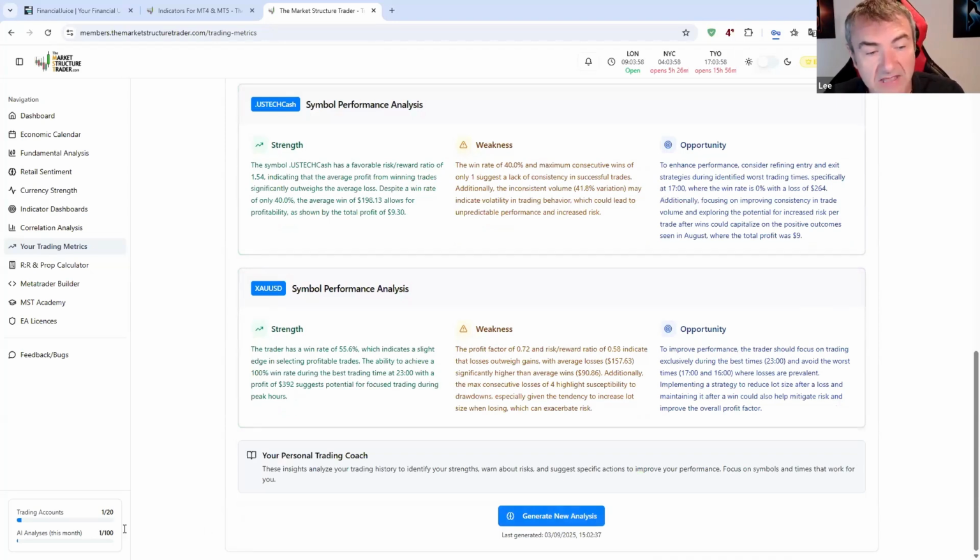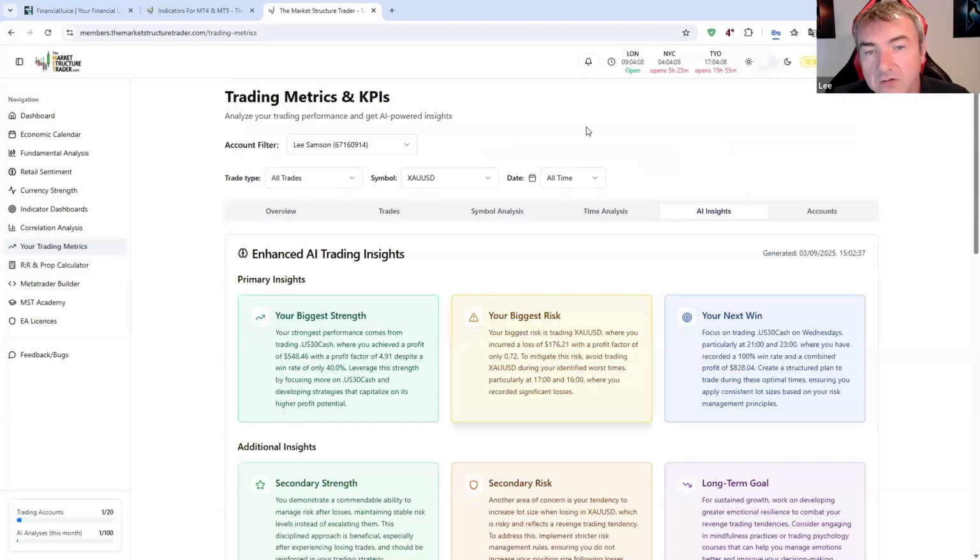Bear in mind, you have a set number of analyses you can do. So on my account, I have 100 analyses I can do a month. You don't really need to do it that often, but if you want to do it once a week or so, it's worth doing just to come in and make sure AI is updating your information.